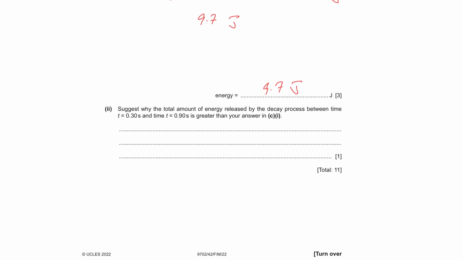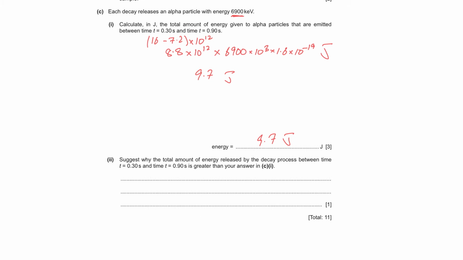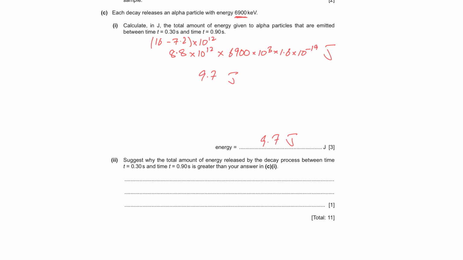Part 2 says, suggest why the total amount of energy released by the decay process between time t equal to 0.3 and time t equal to 0.9 is greater than your answer in C1. Why is it that the actual energy is greater than the answer over here? Now what is this 9.7 joules? This is the energy possessed by the alpha particles.